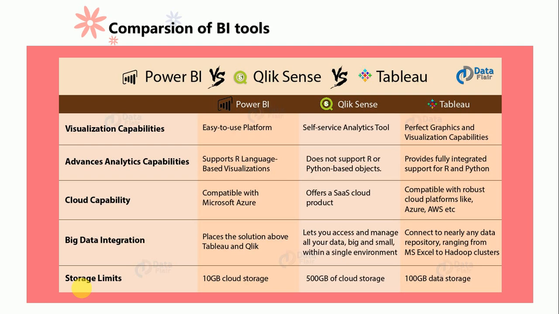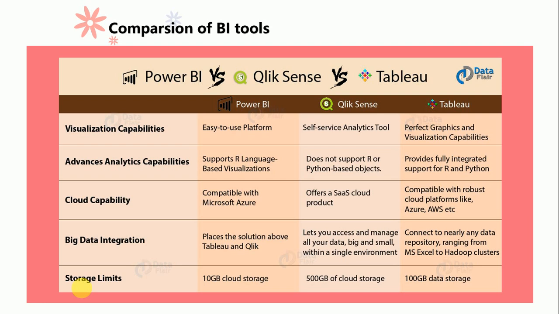Whereas Power BI, when we are comparing against this feature, supports all language-based visualizations alone, whereas ClickSense doesn't support any R or Python-based objects in it. And Tableau will support both R and Python integrations in its visualizations.